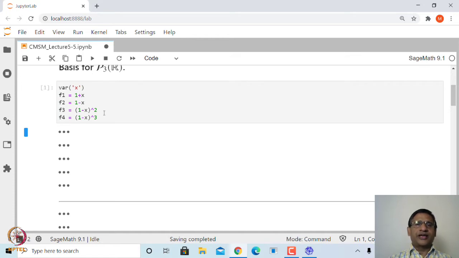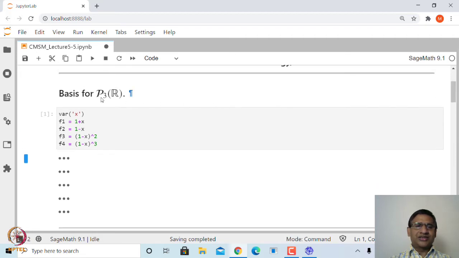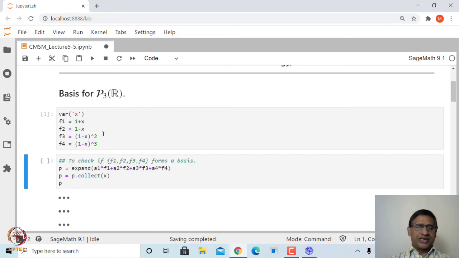If so, we can find the coordinate of any vector in this, that means any third degree polynomial, with respect to this basis. So, let us just check. How do I check whether this is a basis or not? First of all, we need to show that this is linearly independent, and I am sure all of you know that this is a vector space of dimension 4. So, any 4 vectors which are linearly independent will form a basis. So, how do I check whether this is linearly independent?